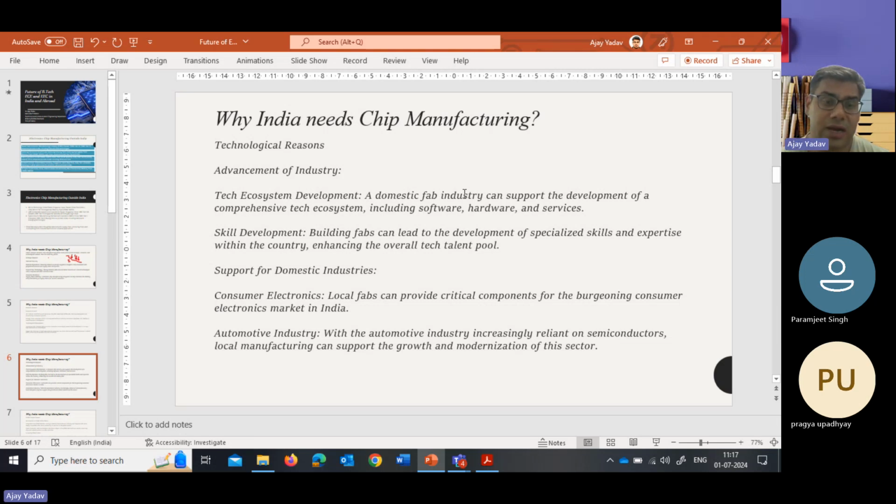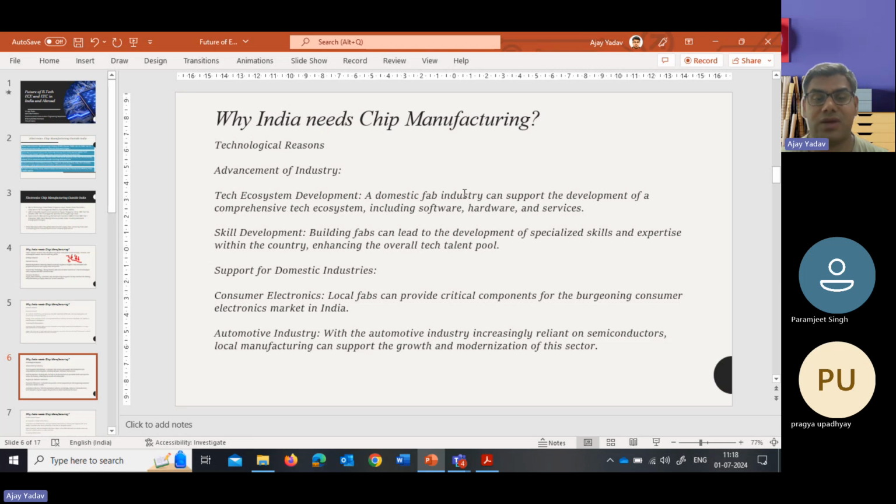In addition to that, there are a lot of domestic industries in our country which are using these chips. It can be Samsung, it can be LG, it is NXP. There are so many companies manufacturing or producing consumer electronic items, and all of them nowadays use chips. So from that point of view also, it is very important.